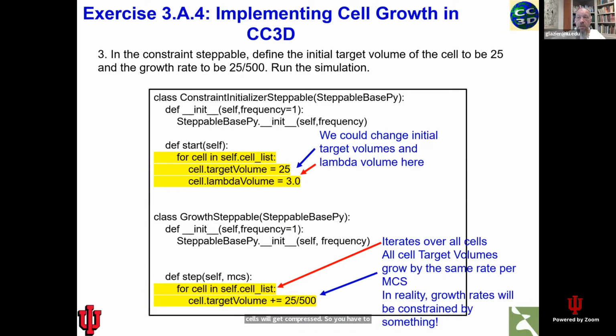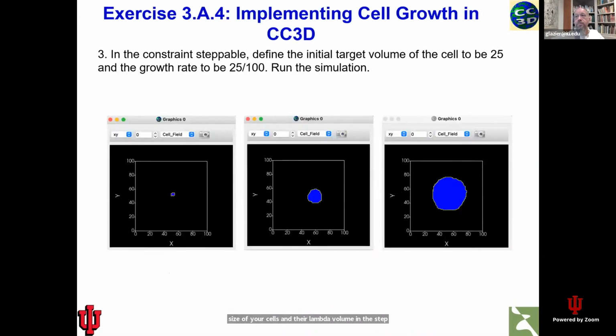Just to review what the code would look like, in the start function, you would specify the initial size of your cells and their lambda volume. In the step function, you'd increment the volumes each time. If you do that, you'll get a single growing cell.